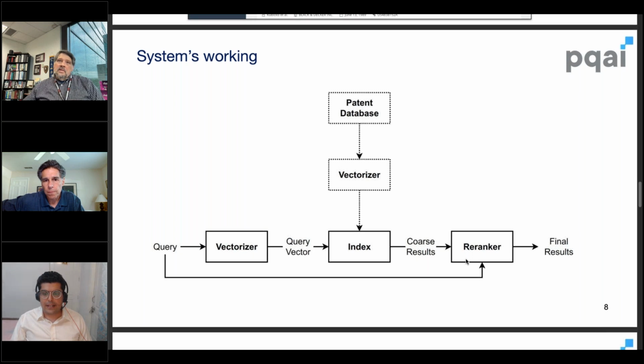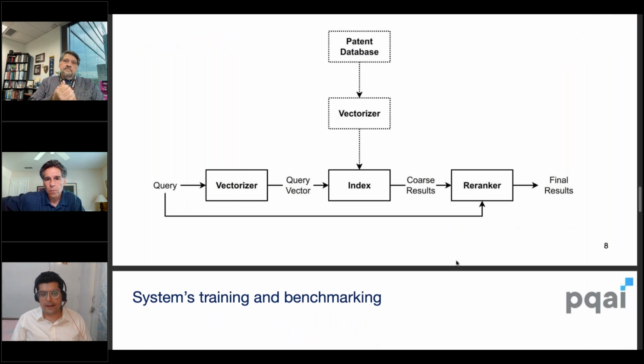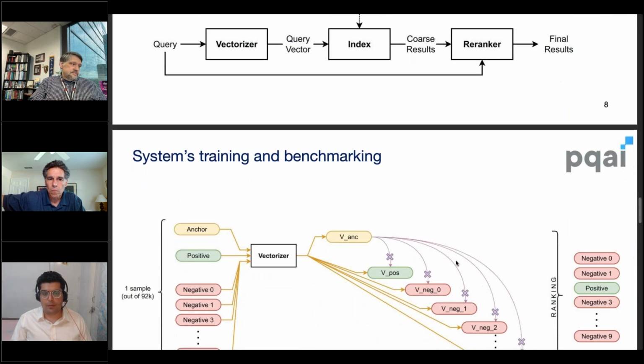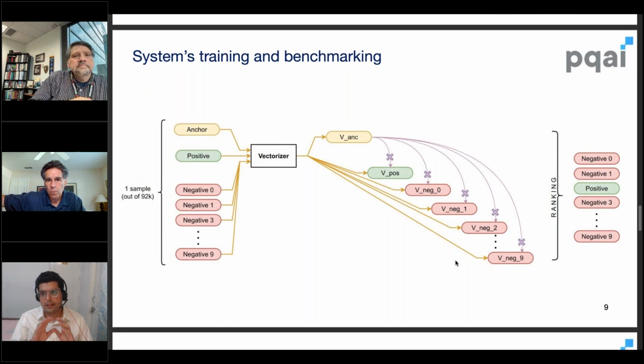The vectorizer and the re-ranker form like the backbone of PQAI, and I'm also going to share how we train these models. Both of them are trained using the exact same technique. The only difference is that they differ in their internal structure. From the outside, you can also replace this vectorizer with the re-ranker, and the training will still be the same, and they will also do this exact same thing.